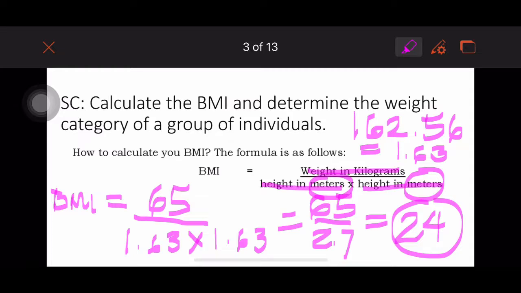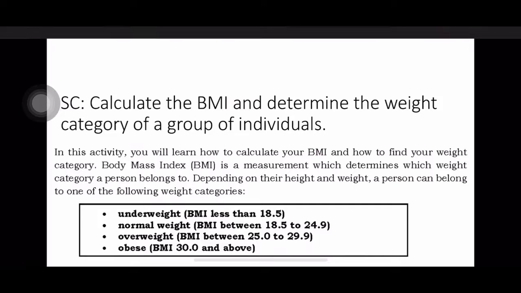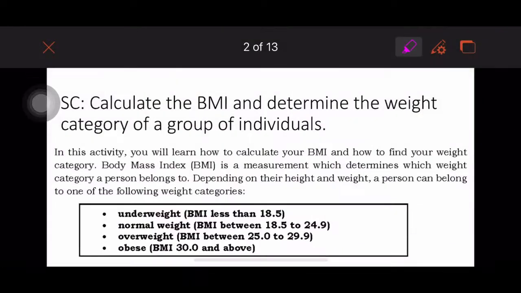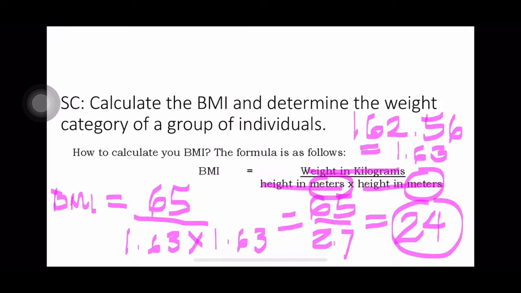Now let's see if I am underweight, normal, overweight, or obese. Let's go back to that. My body mass index is 24, so it's in this category, still normal. That's how you are going to calculate your body mass index.